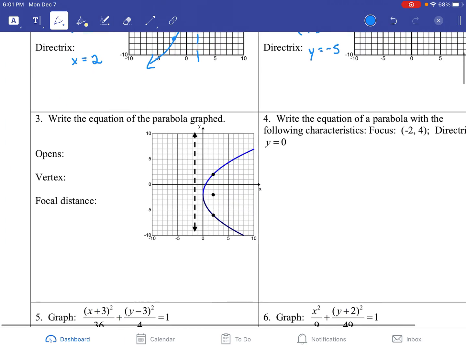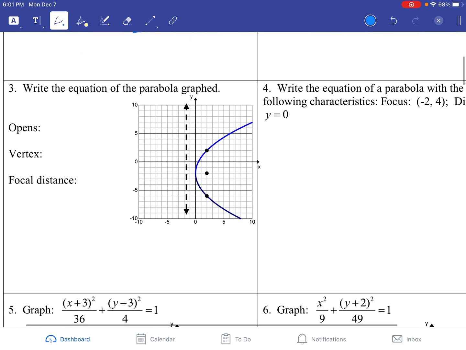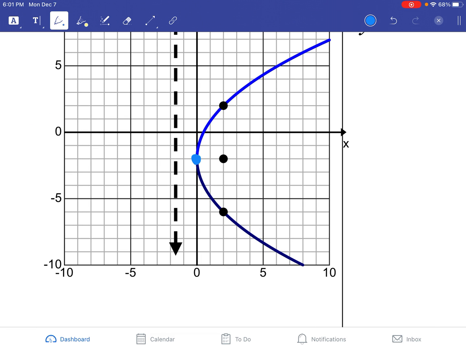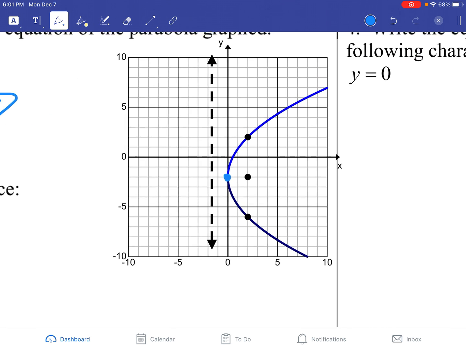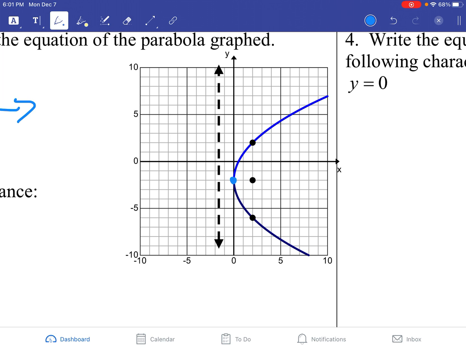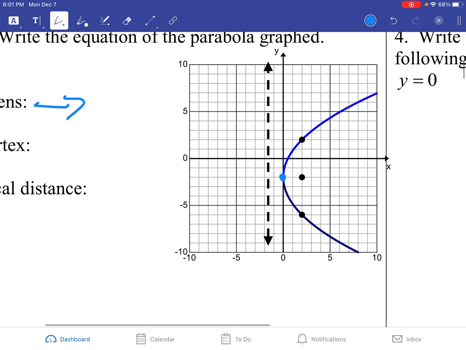Here we have to write an equation, so it's going to open to the right, which means it's going to be y squared in front of the equal sign. Your vertex is this point right here. A lot of times students will think the focus point is the vertex. That's not the case. That vertex is going to be at 0, -2.